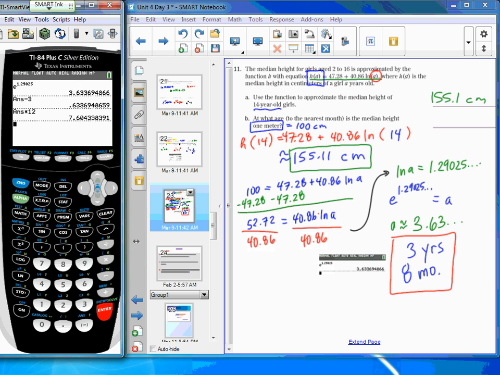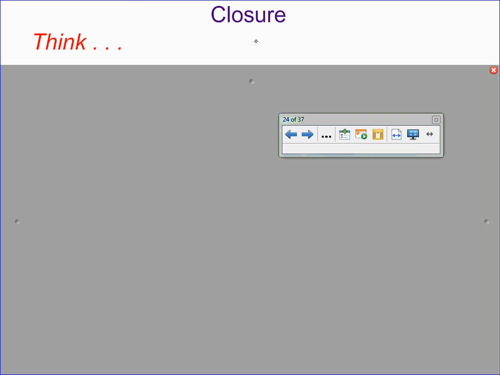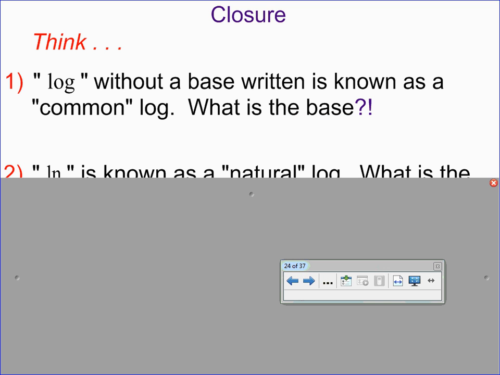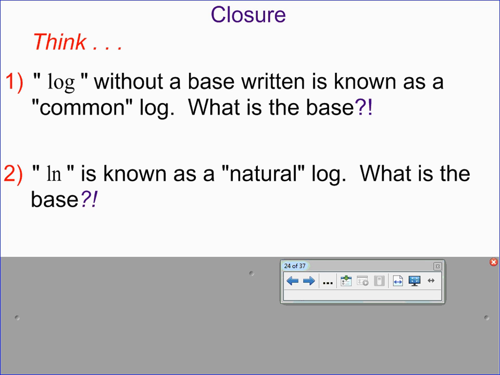Awesome. What questions do you have about our logarithmic model? Then let's go ahead and finish up our closure with your partner. Complete your closure problems, and I'm going to call on you to share with the whole class.